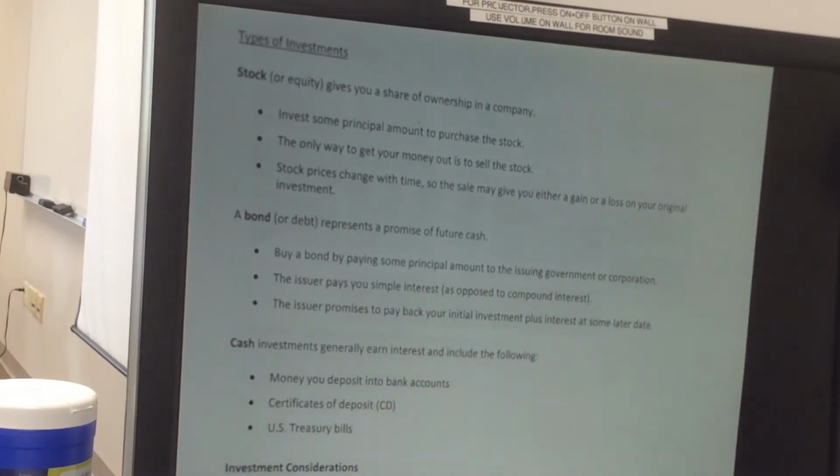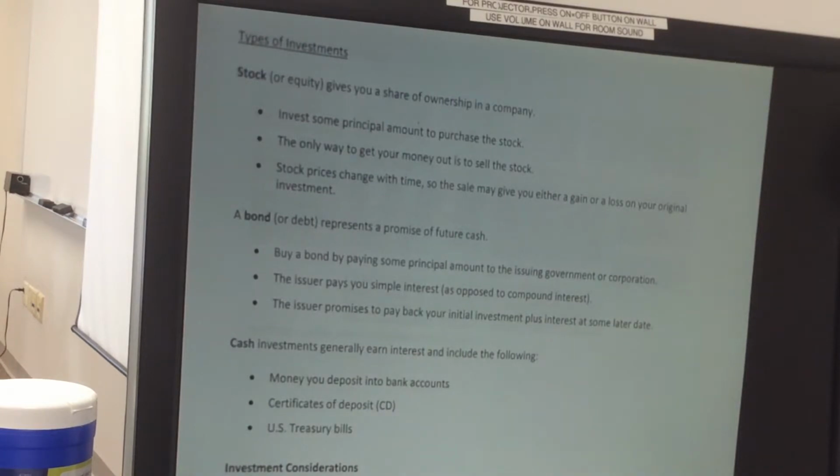Okay? Pretty much heard of the stock market. Usually there's gains and there's some losses. Usually, it depends. A bond or debt represents a promise of future cash. Here you buy a bond by paying some principal amount to the issuing government or corporation. The issuer pays you simple interest as opposed to compound interest. The issuer promises to pay back your original investment plus interest at some later date.